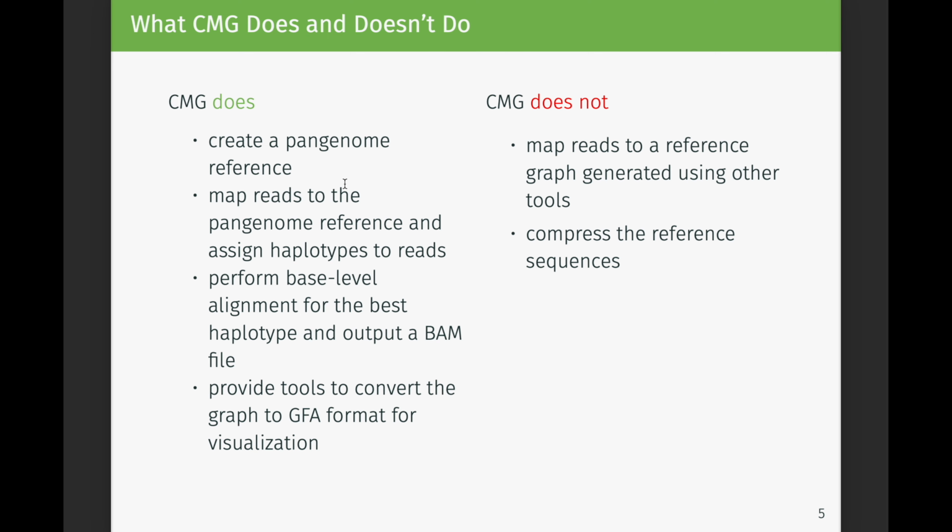CMG creates a pangenome reference, maps reads to the pangenome reference, and assigns haplotypes to reads. It performs base-level alignment for the best haplotype and outputs a BAM file. And it provides tools to convert the graph to GFA format for visualization. But unfortunately, as of right now, it does not map reads to a reference graph generated using other tools, and it does not compress the reference sequence.